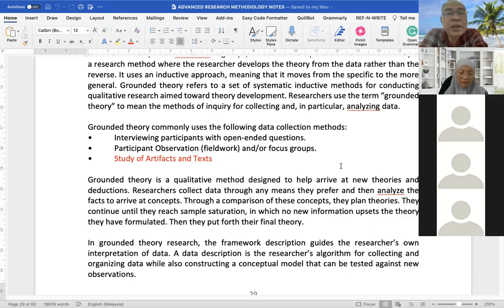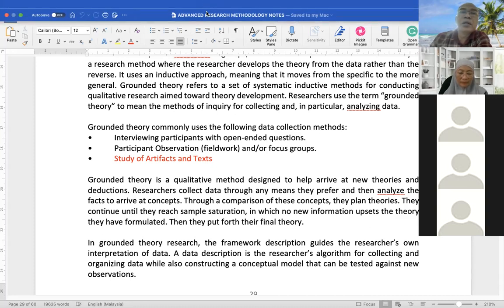And the second method is participant observation or fieldwork and or focus groups, right? So the researchers can also participate in the social activities together with the respondents. Okay. And the researcher can also do the focus group. Focus group means the researchers will set appointments with one or two groups and then ask them questions.